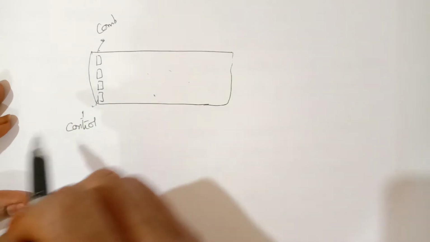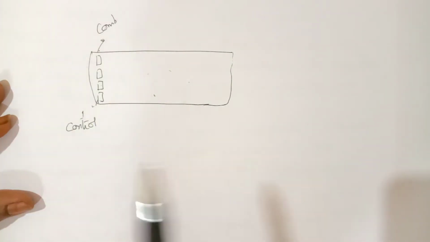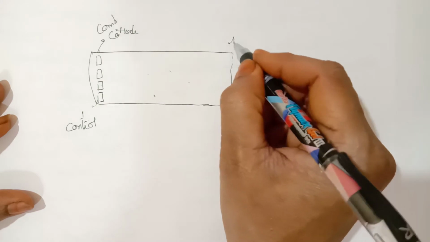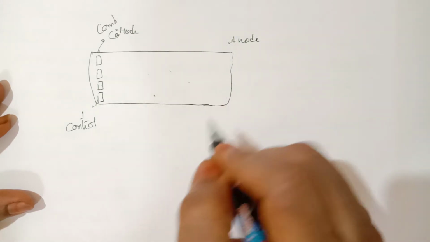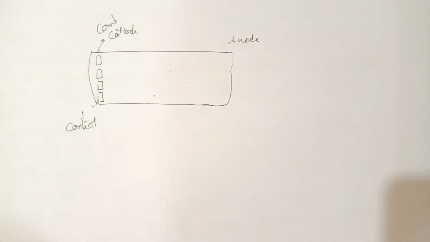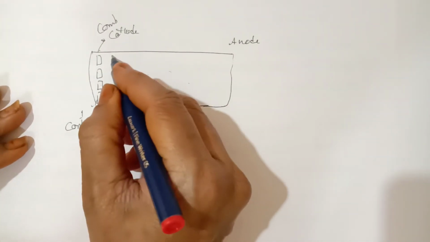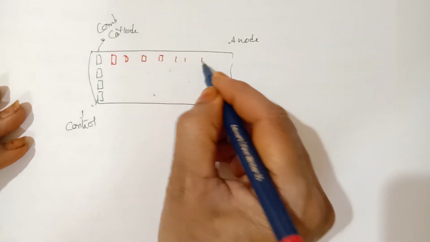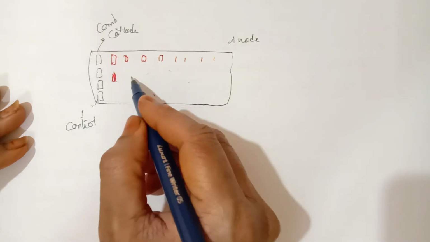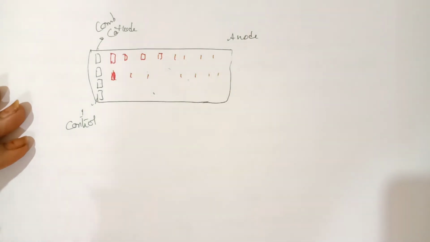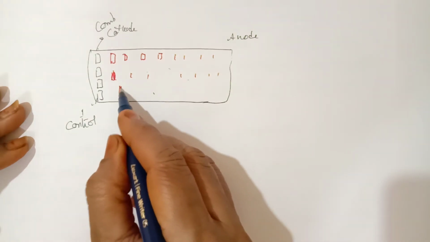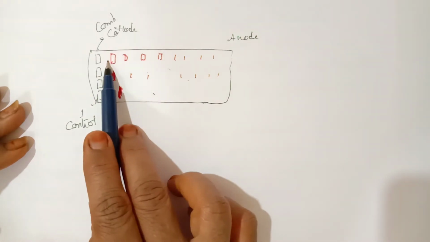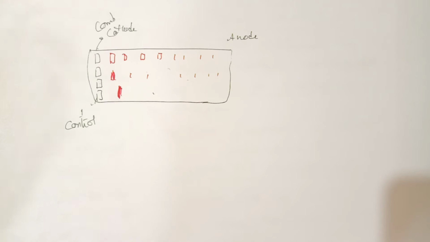We know DNA is a negatively charged molecule, so it moves towards the anode. The starting point we call the cathode, and the other side is the anode. So DNA fragments start moving towards the anode, and in the process they get separated based on their size. The smaller ones will move faster towards the anode, and the larger ones will remain towards the starting point.